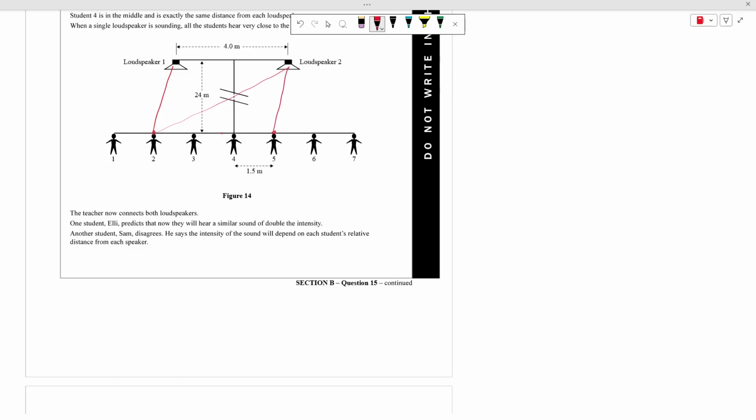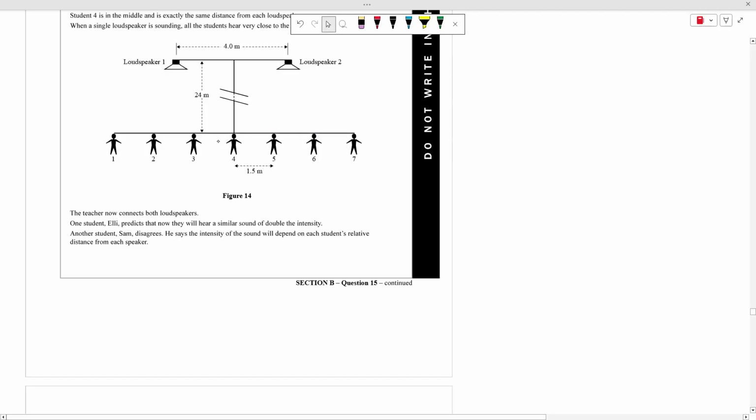How far are they from speaker 2? How far are they from speaker 1? What is the path difference? Is it a node or an antinode? But then I realized you don't have to do that. We have a formula that tells us the distance between, say, this. So we know that this is going to be an antinode. We've got a formula that tells us the distance from this antinode to the next one, and we know the one right in the middle is going to be an antinode. Okay.